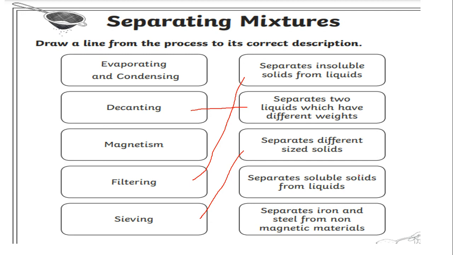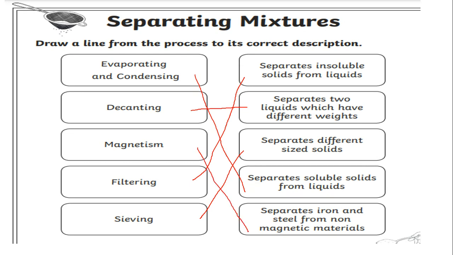Next up, separates soluble solids from liquids. That's definitely going to be evaporation and condensation. So evaporating and condensing. That's separating soluble solids from liquids. So something like salt and water, sugar and water is evaporating and condensing. And then the last one that is left is magnetism, because separating iron and steel from non-magnetic materials. Okay, so that's the answer right there.